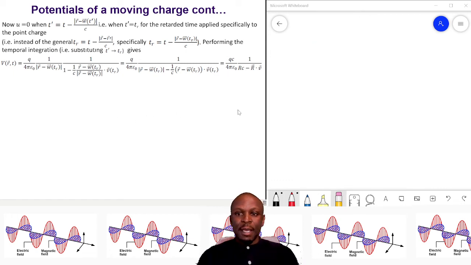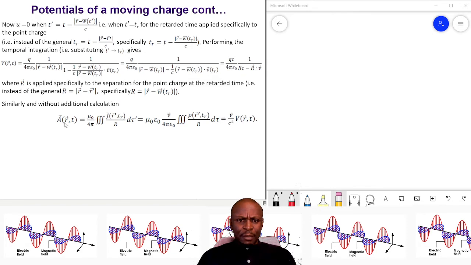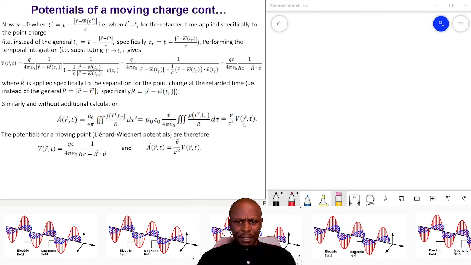From there, we've got the potential, and therefore from the r is applied, this is what I've just shown you, and now the vector potential can also be given in terms of this. So this is just going to be the vector potential. From there, these potentials are what you call the potentials of a moving point charge, the Liénard-Wiechert potentials, and they are just given by these two equations.